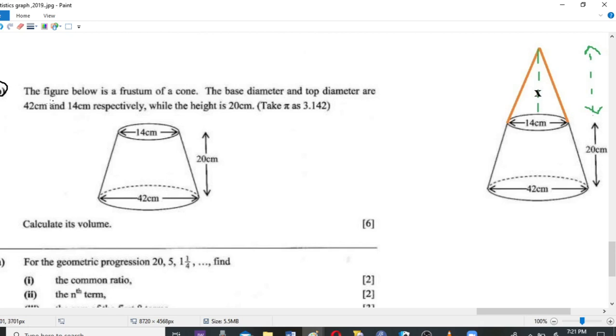The question says, the figure below is a frustum, as we can see. So this is a frustum of a cone. The base diameter and the top diameter are 42 and 14. You can see that we have 42 there and 14 centimeters as the top diameter. The height that we have is 20 centimeters, right? And the question is, calculate its volume. So we want the volume of this frustum.